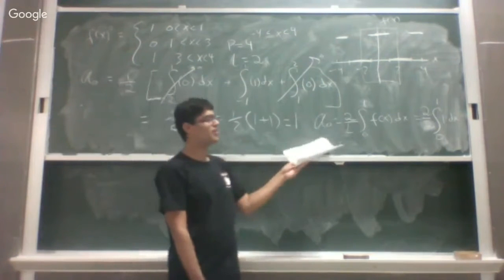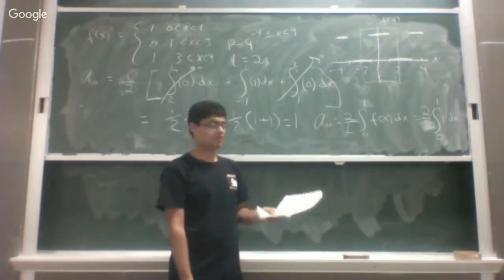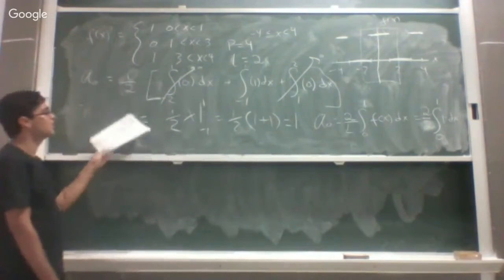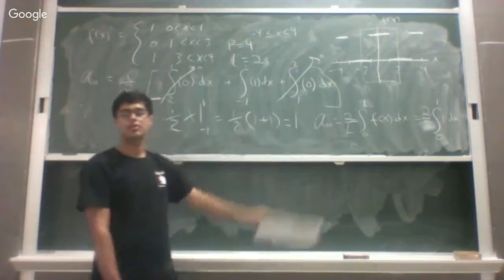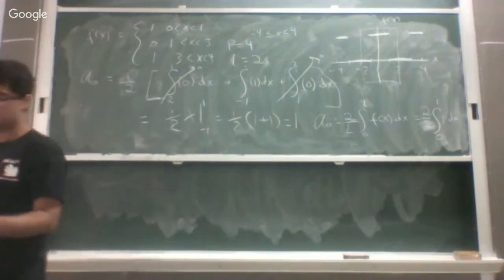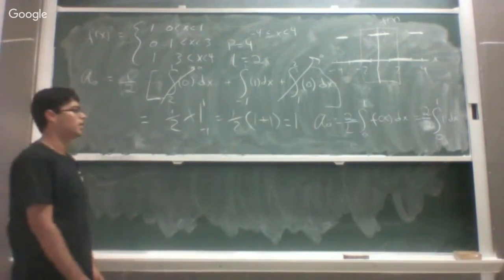Are you guys good with this, or did I just confuse you even more? This would be the easier way to do it. Just 1 over L and then each individual part. The other problem, normally we do 2 over L because it's symmetric. But any questions on this?